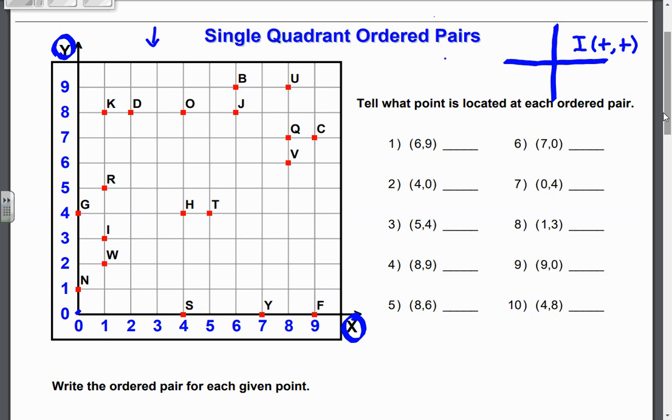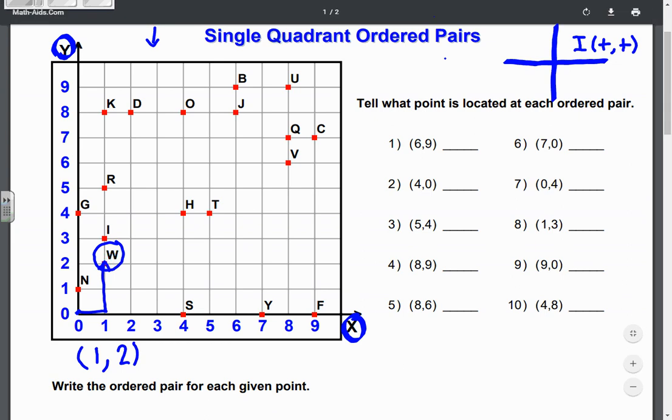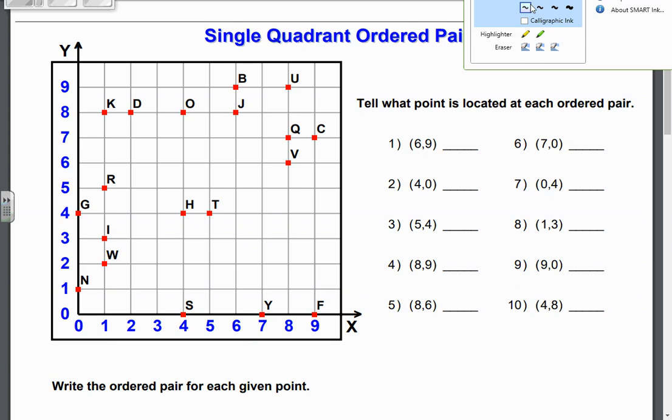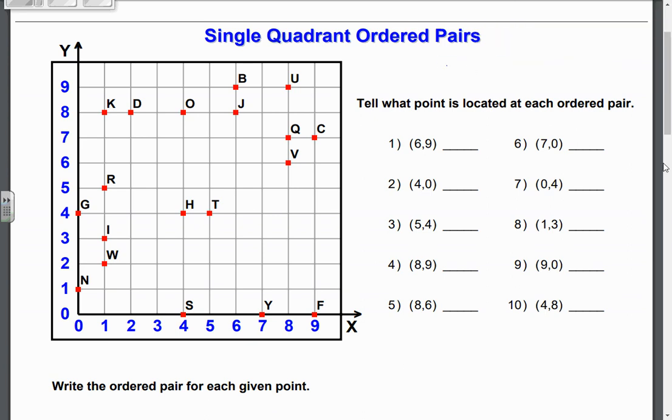So if we look, for example, let's look at the letter W. How do I get to this letter W right here? Well, I would go across 1 and then up 2. So my coordinates for that would actually be 1, 2. Okay, that would be my coordinate for the point W. We can also look at it the other direction. How could we then figure out what letter or what is located in a certain point?